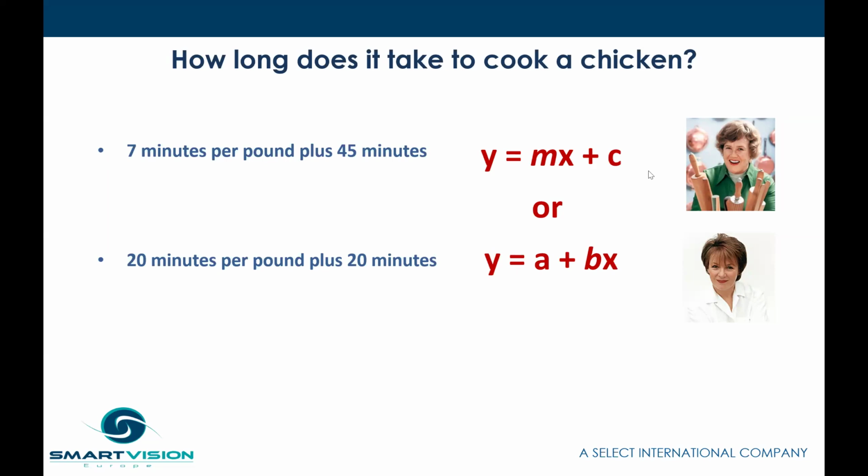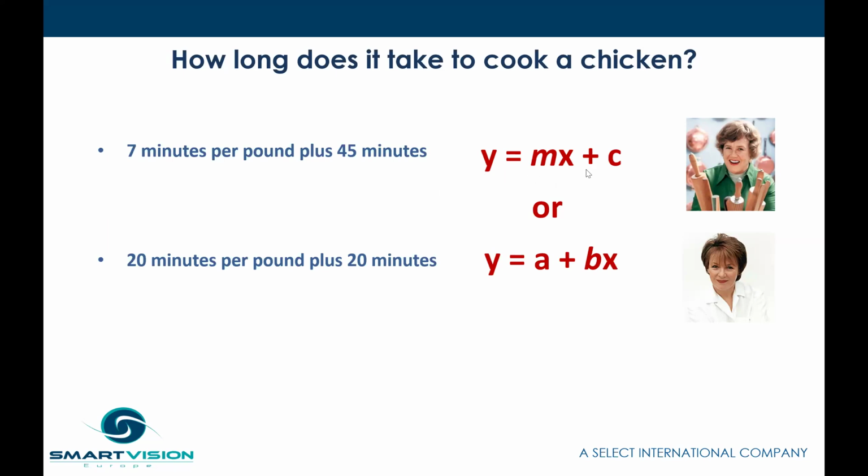It's saying that no matter how much the chicken weighs, you've got to cook it for at least 45 minutes. Or in Delia's world, no matter how much the chicken weighs, you've got to cook it for 20 minutes. So if you've got a 5 pound chicken, it's 5 times 20, it's 100 minutes plus 20 minutes. It's going to be about 2 hours to cook the chicken. And it's a prediction, isn't it? It's literally a predictive formula.